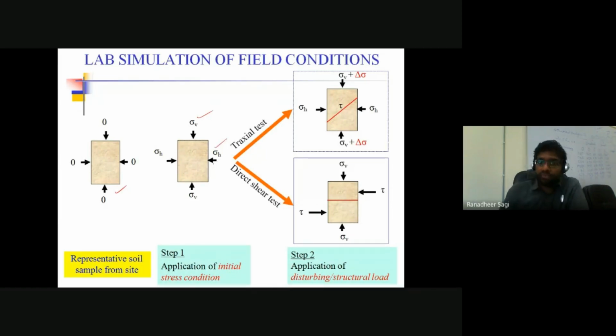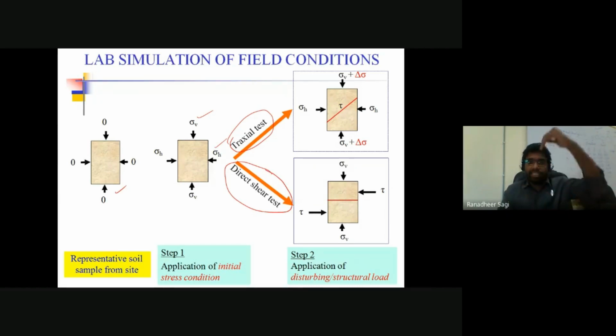Broadly, I am looking at 2 categories of tests: the triaxial test and the direct shear test. In the direct shear test, the intensity of vertical stress applied on the soil sample is kept constant, but we increase the loading in the horizontal direction to cause shearing in the soil sample in the lateral direction. Shearing is what we forcefully introduce in the horizontal direction in the direct shear test.